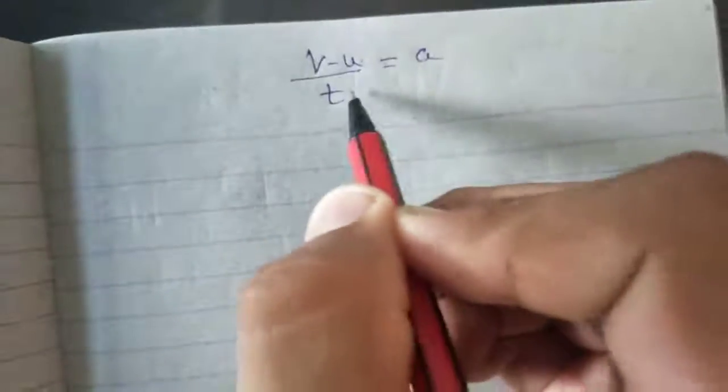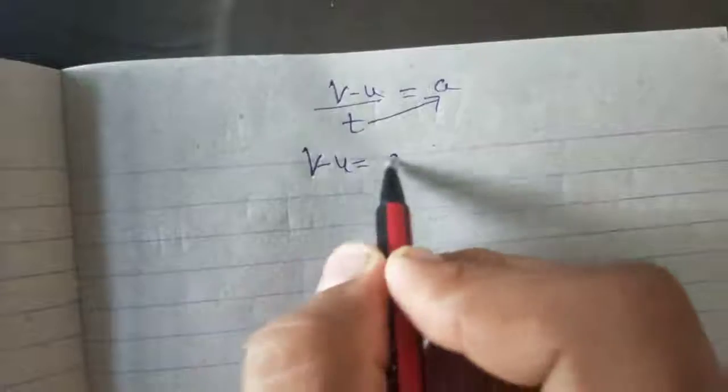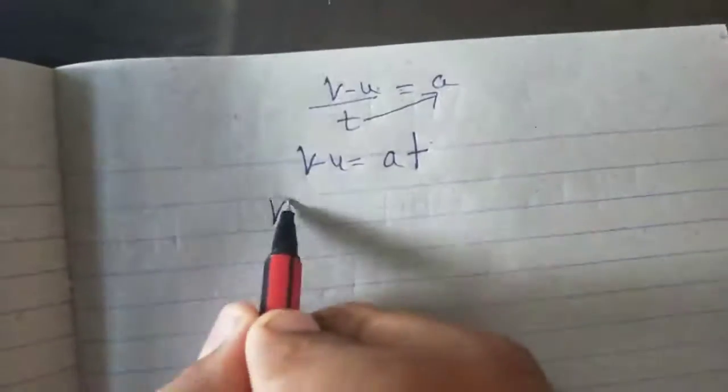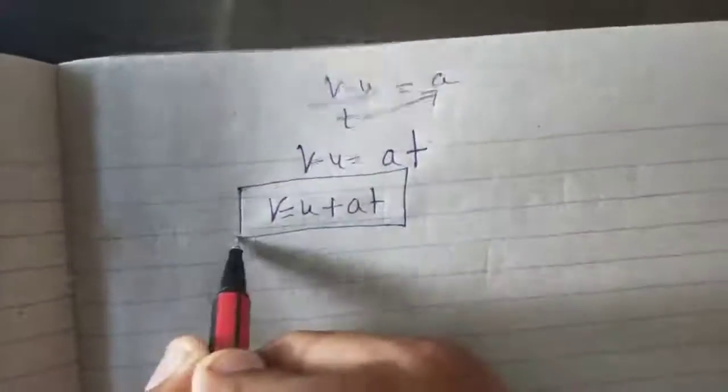So make this concept. v minus u upon t is equal to acceleration. t will multiply with acceleration. v minus u is equal to at. So v is equal to u plus at. So this is the first equation of motion.